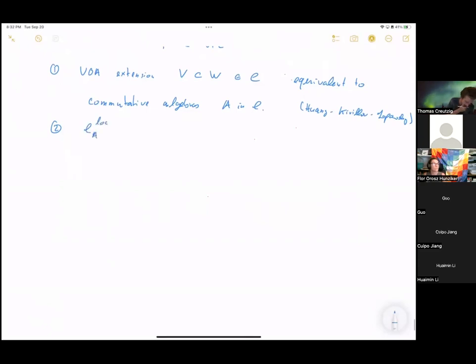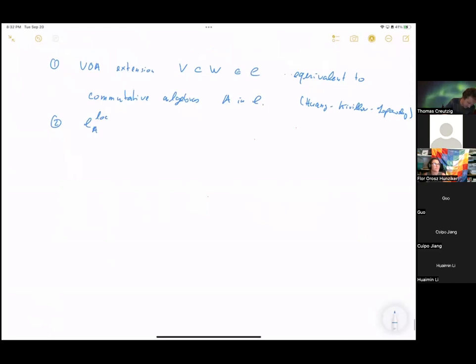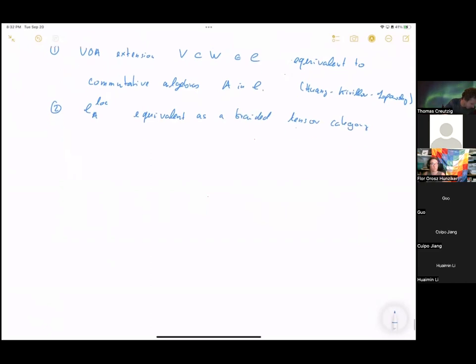And this is what we proved in this very long paper that some of you might have seen, that this category of local modules is equivalent as a braided tensor category to the category of modules of the VOA, of the big VOA.